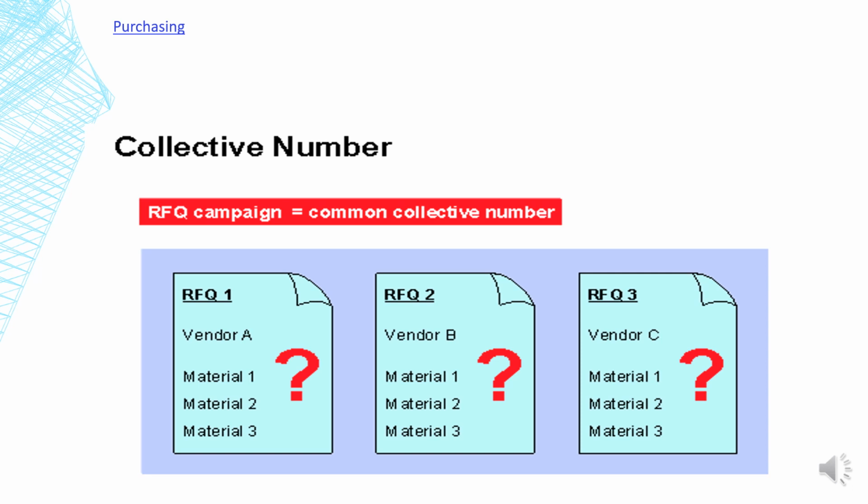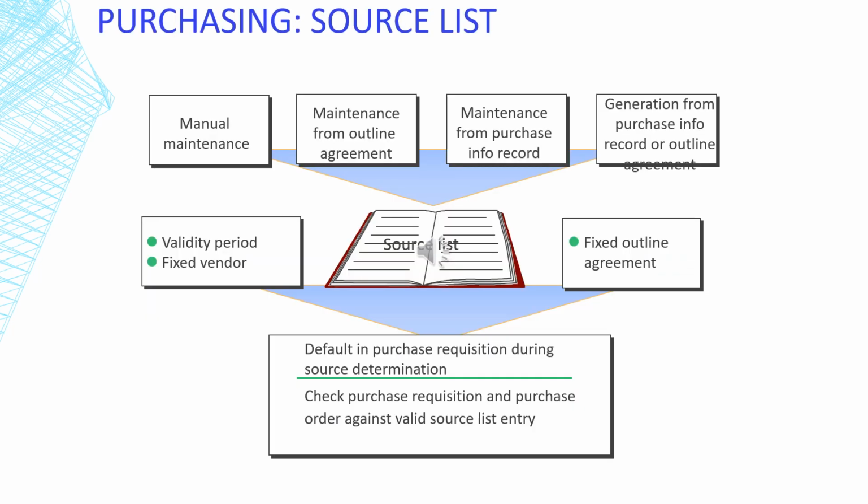We can collectively create RFQs. For example, RFQ 1, 2, 3 can be clubbed together into one. Now coming to source list determination. This is another vital stage in SAP MM. Here are the things that need to be checked: manual maintenance, maintenance of outline agreement, maintenance of purchase info record, generation from purchase info record, outline agreement, validity period fixed with the vendor, fixed with the outline agreement.